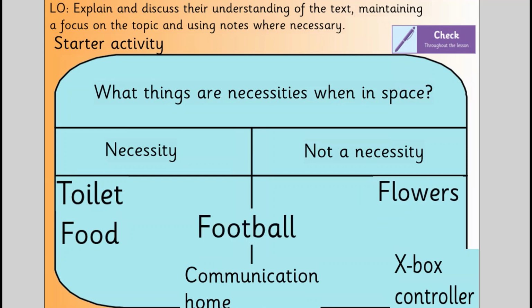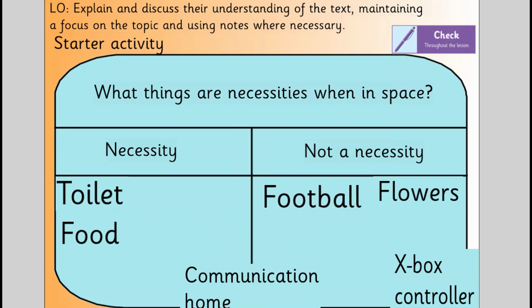Football, do we need football? Is it a necessity or is it not a necessity? Football isn't exactly a necessity. Yes, you might need things to keep yourself entertained, but it isn't a necessity that you definitely need. Oxygen, do you think you might need oxygen when in space? It's definitely a necessity. And then what about water? So where do you think water might go? Exactly, water is a necessity.